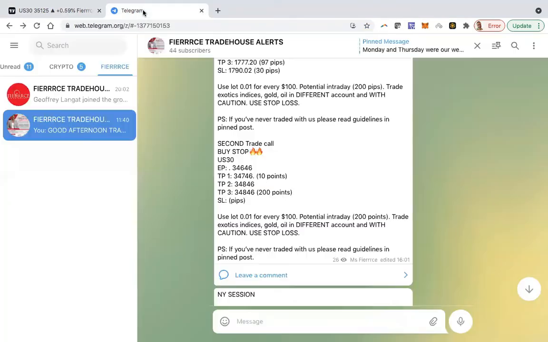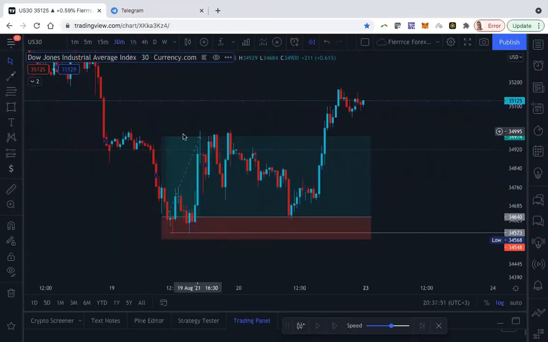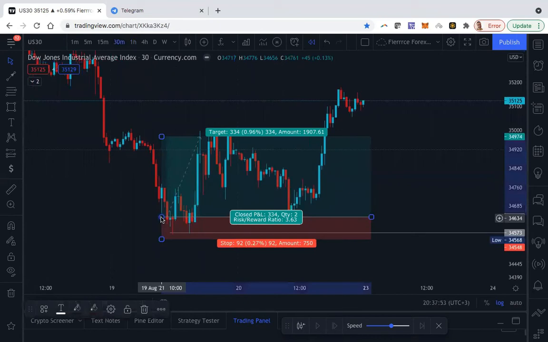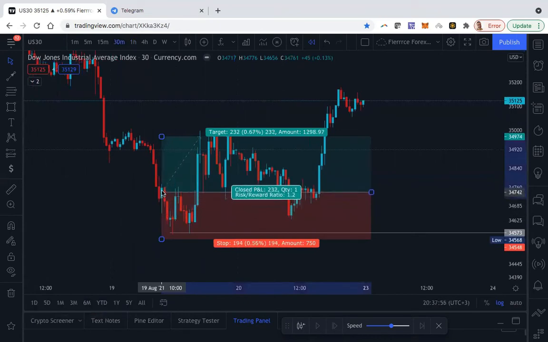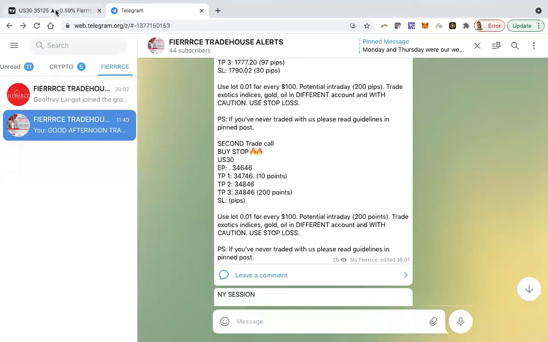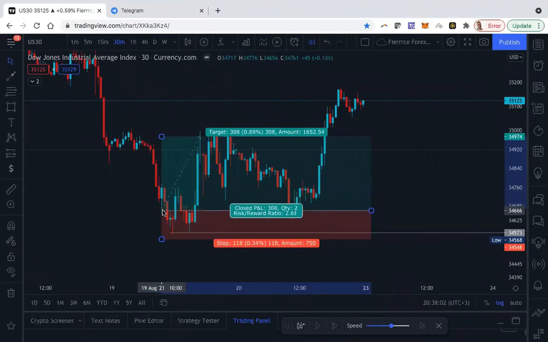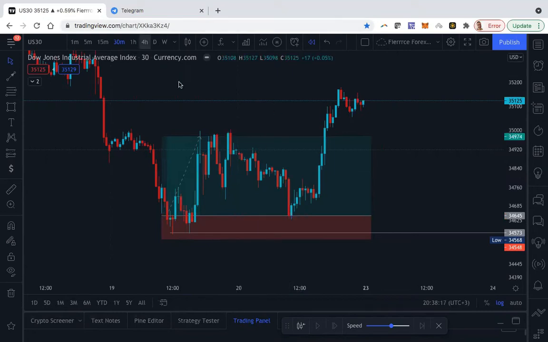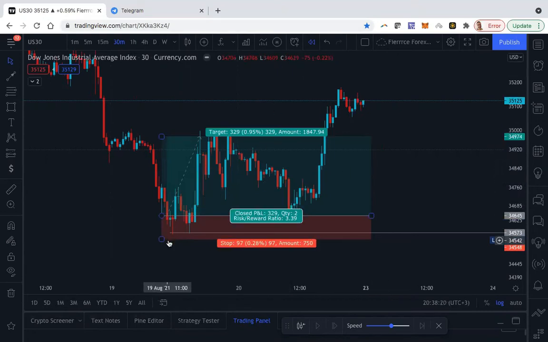Sorry, we're not even near where I'm supposed to go. What was the entry? 34,646. Sorry, guys. Now, let's say I didn't put a stop loss, or you were left behind. You saw the trade had already executed. I called it at 10 as a buy stop. By the time you're looking at your phone, the trade is already running, and what do you do?